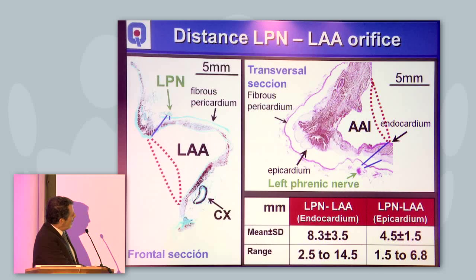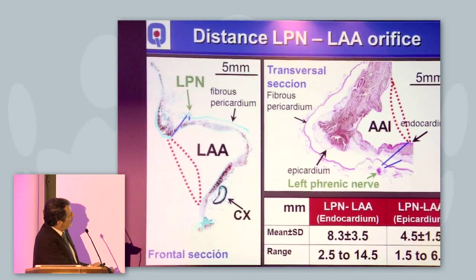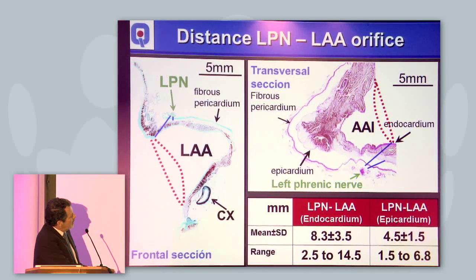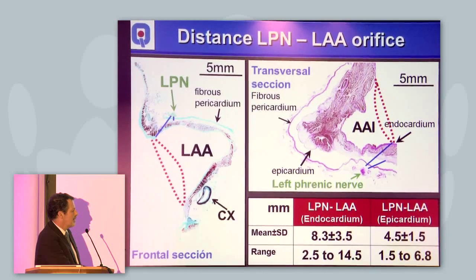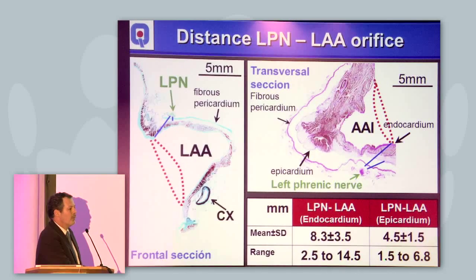Circumflex. Note the relation of this circumflex with the mouth of the left atrial appendage, and the left phrenic nerve at this level. This is the myocardial tissue. And on the right, in this transverse section, you can see the fibrous pericardium, the epicardium, the endocardial aspect, and the close anatomic proximity to the left phrenic nerve. In the table, you can see the distance. In some hearts, with a range between 1.5 and 6.8.